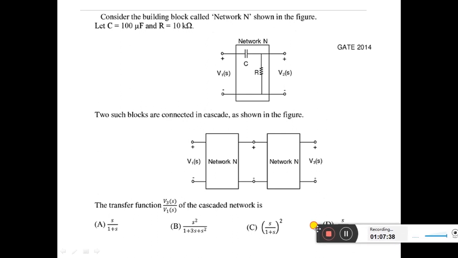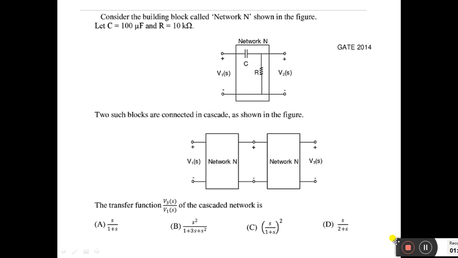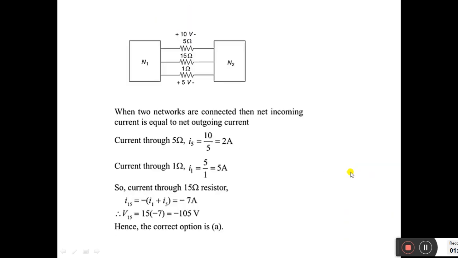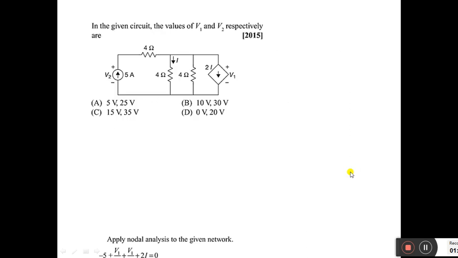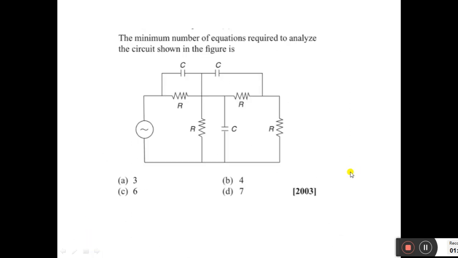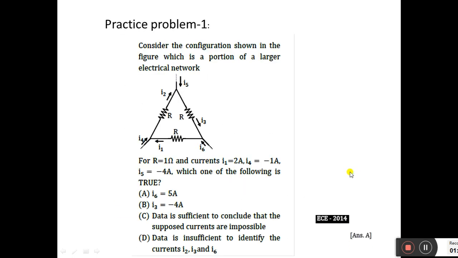So the time crosses more than 1 hour, so I stop here. There are more questions also. We will continue in the next session. Right? Take this practice problem.